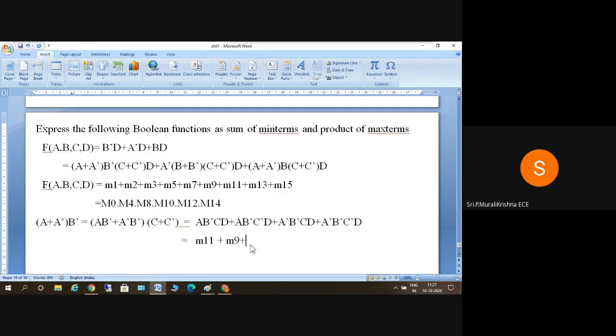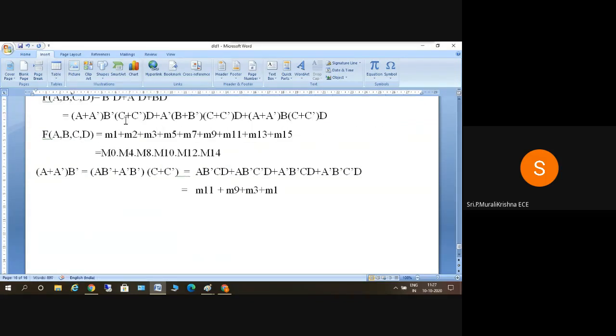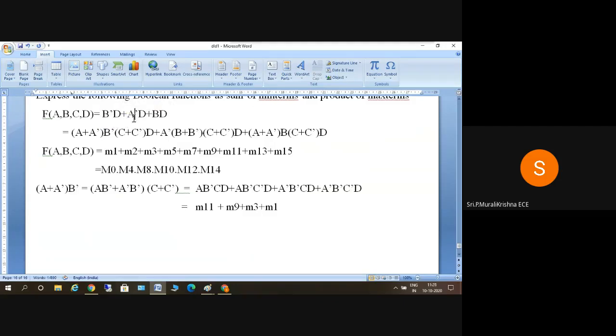Okay, and 0011 M3 and 0001 M1. So this is for the first term, the E term. Okay, so next term. Do it in a systematic way. ఏవైతే రిపీటెడ్ ఉన్నాయో వాటిని ఎలిమినేట్ చేయండి అంతే. Okay, so do it in a systematic way.